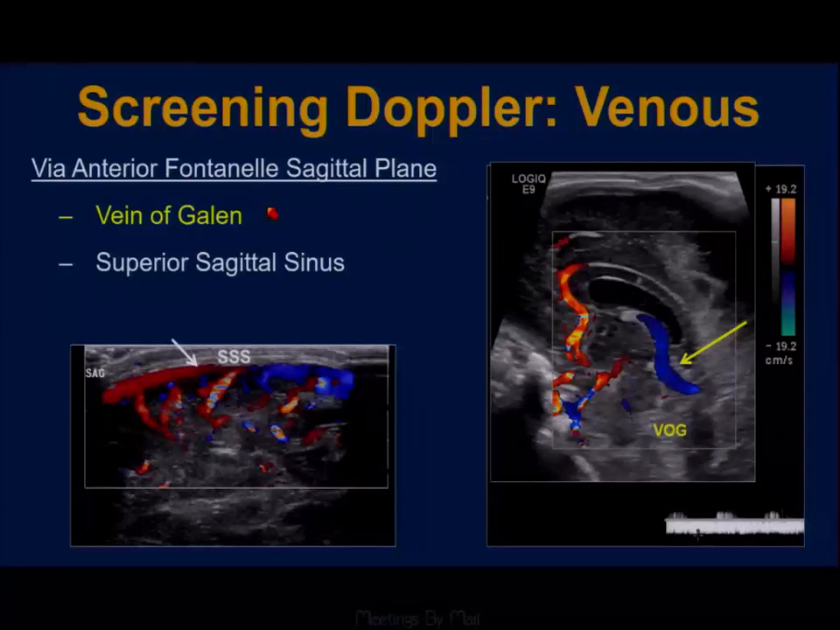So first we do the anterior fontanelle via the sagittal plane. You can do it with a linear probe here, as we've done here, when we're trying to look for more subtle flow. So two things to pay attention to are the superior sagittal sinus here, and then the vena Galen there. And if you're at all uncertain, you can always do spectral Doppler, as we did here, to demonstrate that there's definitely flow in these areas.